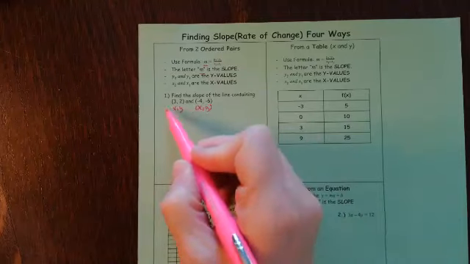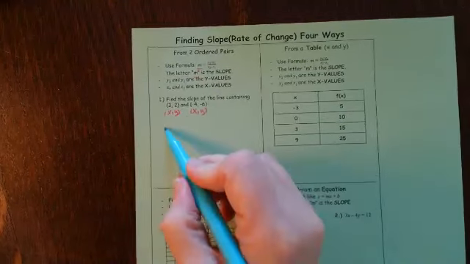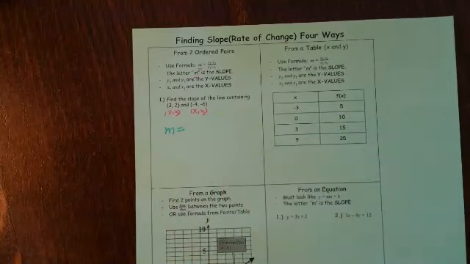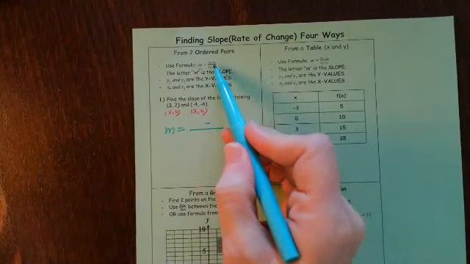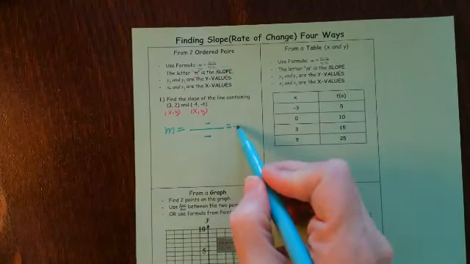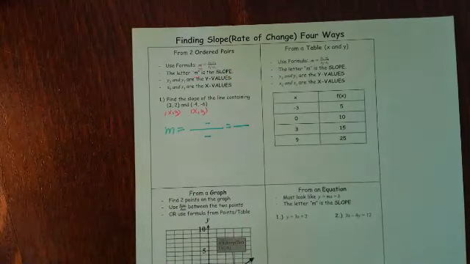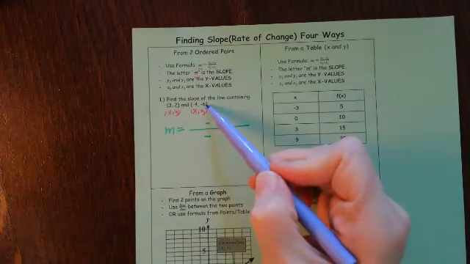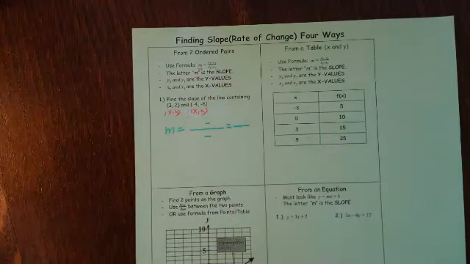Okay? So in order to find our slope, m, we want to subtract on top the y values. On the bottom, we want to subtract our x values. Now, you may have learned that you have to subtract the second y value from the first y value. But it doesn't really matter. The truth is you can subtract them in any order you want.